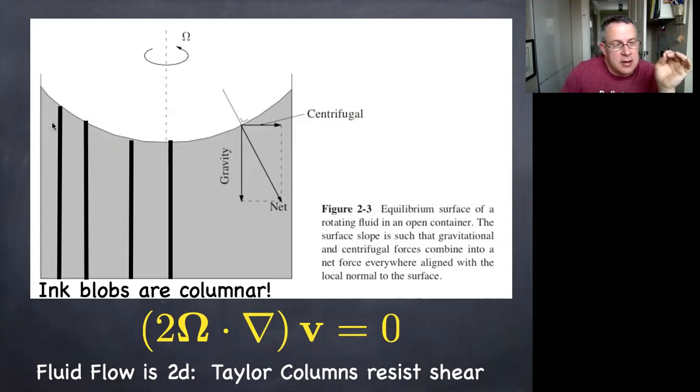Here's the Taylor columns like this. They're moving around, doing their thing. The ink is just saturating those columns and making those curtains as it goes around. And that's exactly the kind of motion that this equation describes. Two-dimensional motion where the velocity at the top and the velocity at the bottom are the same.